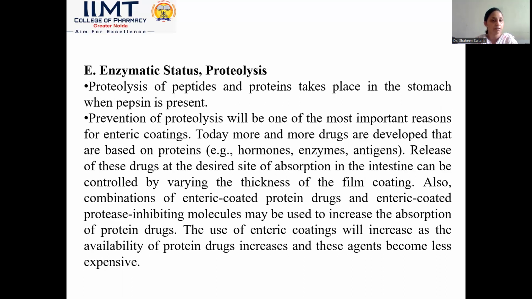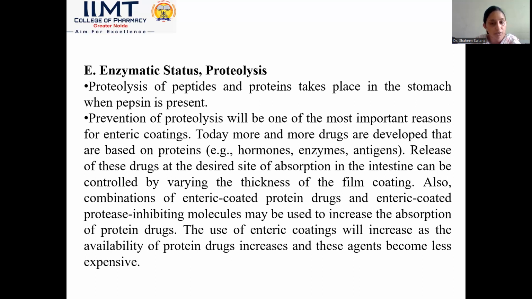Then enzymatic status, that is proteolysis. Proteolysis is the breakdown of peptides and proteins in the presence of enzymes. Many drugs are based upon peptides, proteins and enzymes, and they can be degraded by the enzymes present in the stomach. So prevention of proteolysis is very important for enteric coating. Today, most drug delivery systems are based upon hormones, enzymes, etc.